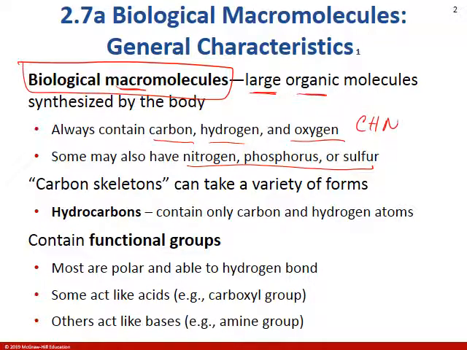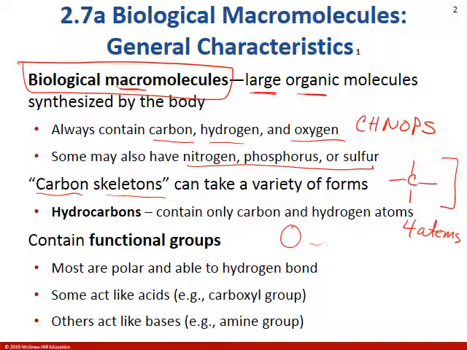So if you remember the CHNOPS that I talked about earlier. And remember that carbon has 4 valence electrons, so it wants to bind with 4 other atoms. And that allows for these carbon skeletons to have a variety of forms and be really versatile, right? We saw some that formed rings, some that formed these really long tails of carbon atoms bound together. So let's go through and talk a little bit more about each one.